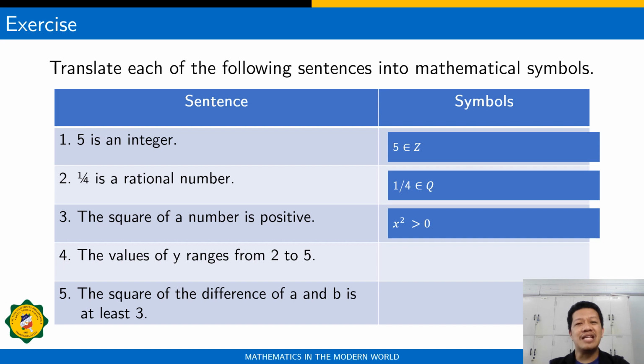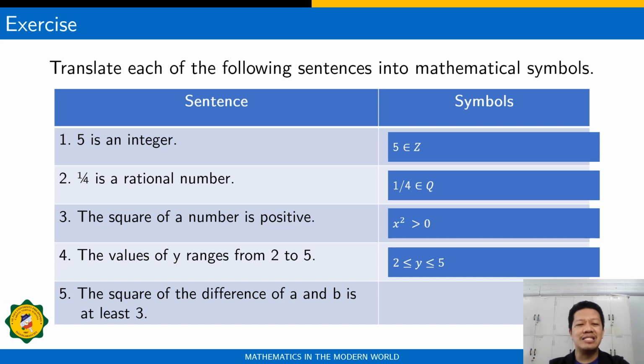So if it's actually from 2 to 5, 2 and 5 are actually included in the range. So it can be written as y is greater than or equal to 2, but less than or equal to 5. Without the equal sign here, we can actually use the word between.